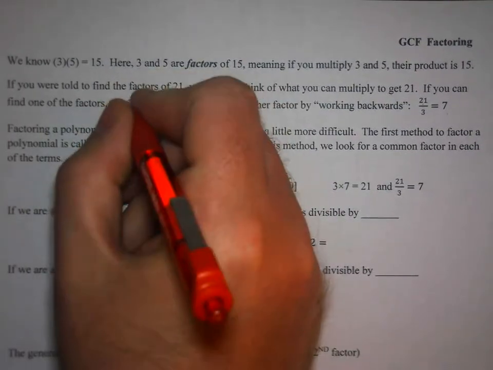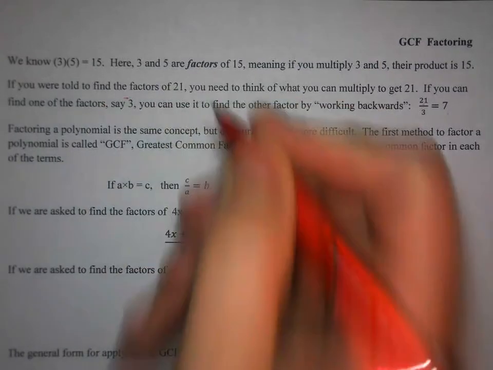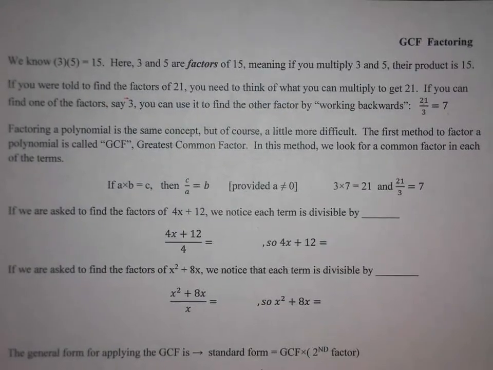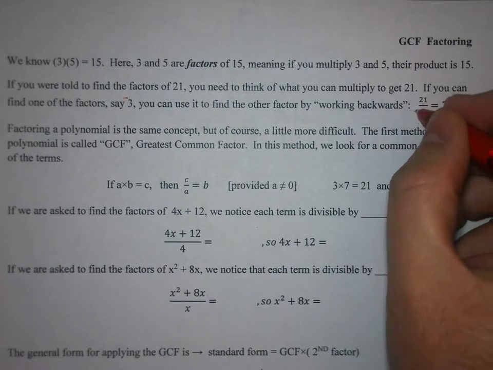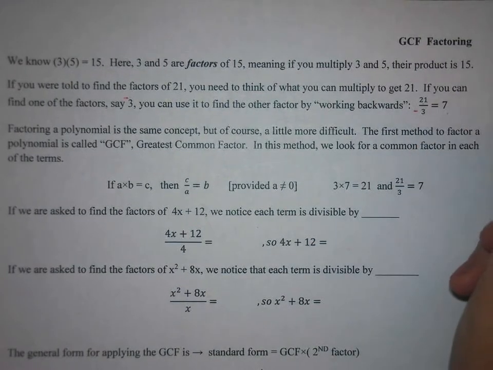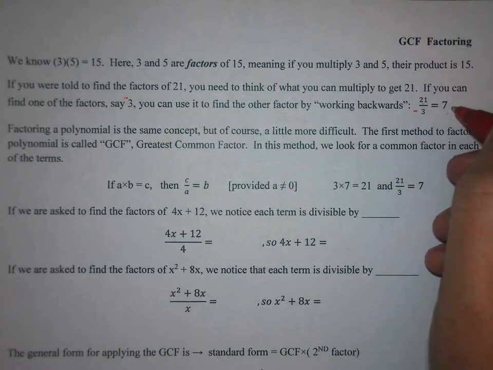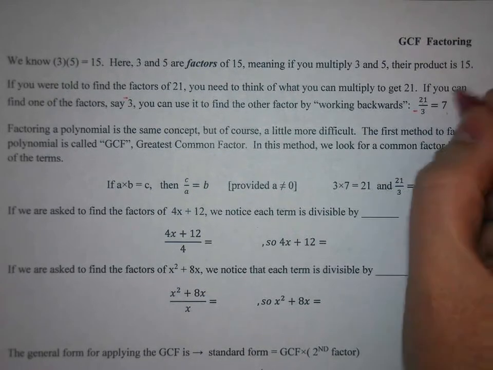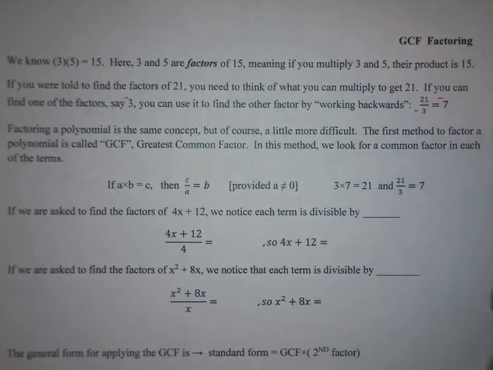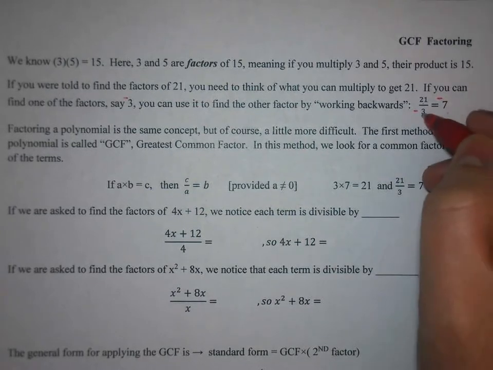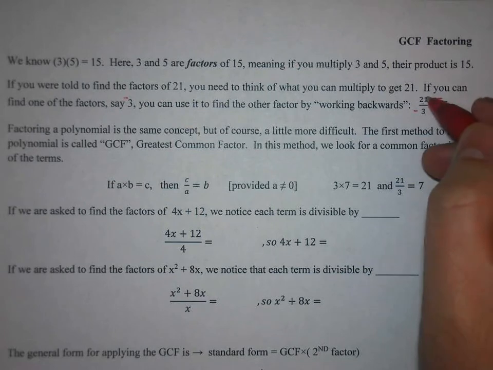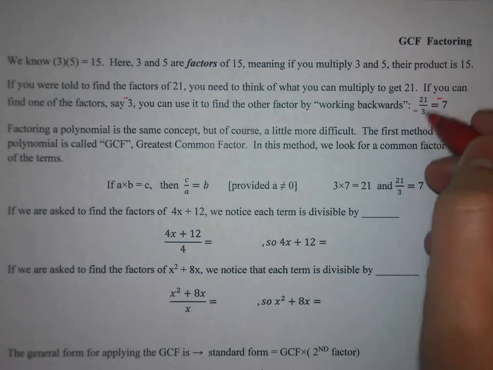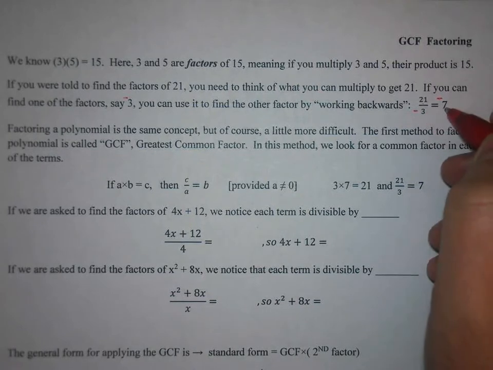So let's just say we knew the factor was -3. We can work our way backwards and take our answer of 21 divided by -3. Notice that will change that second factor to -7. So then we could say -3 times -7 is 21. So we could also say the factors of 21 are -3 and -7.